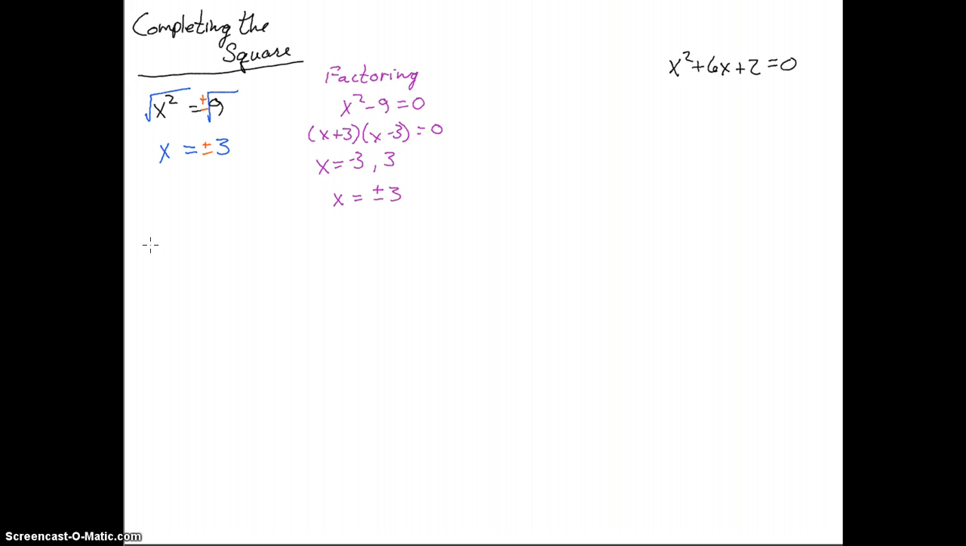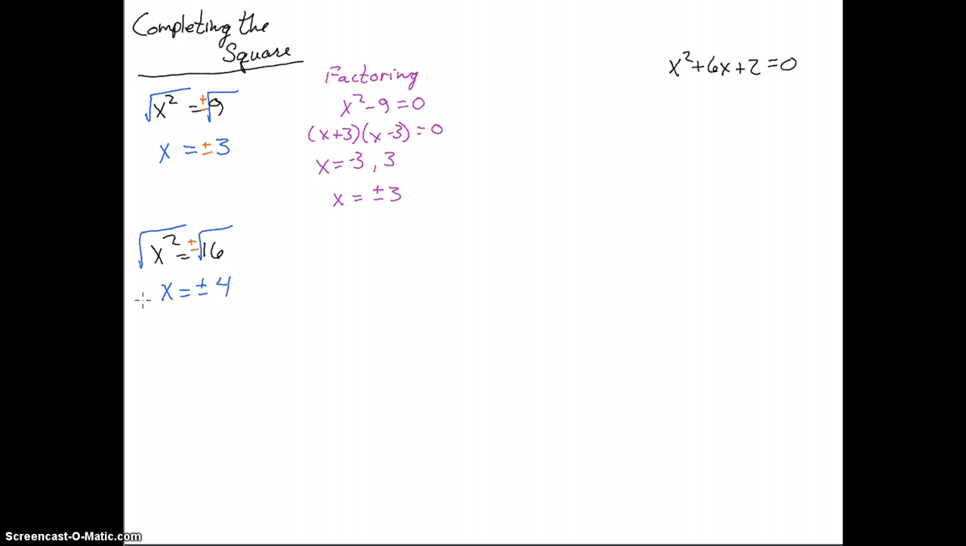So let's try another one. You have x squared equals 16. What we're going to be able to do is just square root. Remember that we have to have a plus or a minus, and we get as an answer x equals plus or minus 4. Both of them work.